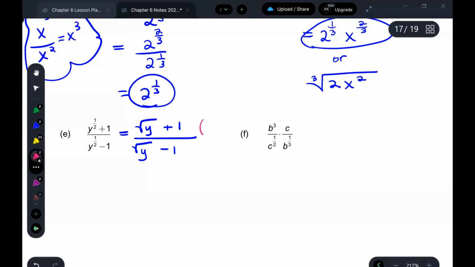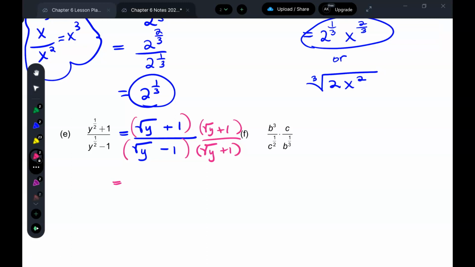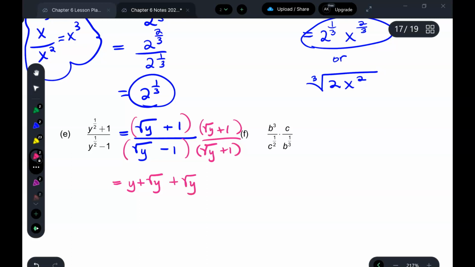Yes. So what would we have to multiply by? Root y minus 1. No. We want it to be the opposite of the bottom one. Oh. So root y plus 1. Okay, hold on. So we're going to FOIL the top and we'll FOIL the bottom. Square root of y times square root of y will just be y. Then we do the outside, so that will be plus root y. Inside will be another plus root y. And then 1 times 1 is just 1.